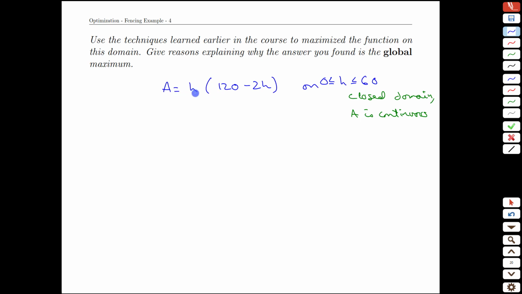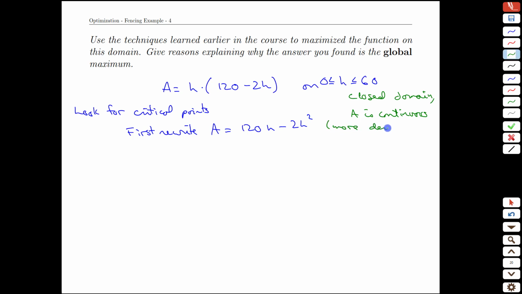Next step. If we have a function and we want to find its maxima and minima, we're going to look for critical points. But if we're looking for critical points, that means we need the derivative of A, and we can do that with this product, but it's a bit of a hassle. So let's first rewrite A to be equal to 120h minus 2h squared, because it's more derivative friendly. If we're going to calculate derivatives, we might as well have a formula that makes that a bit easier. And product rule is a hassle.